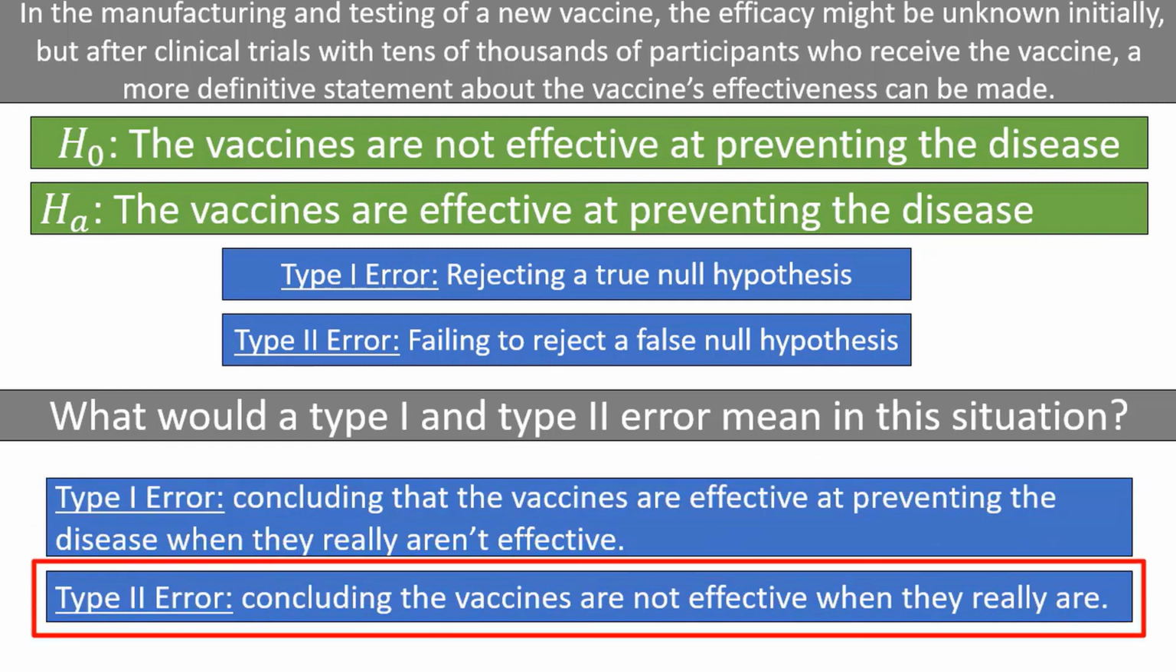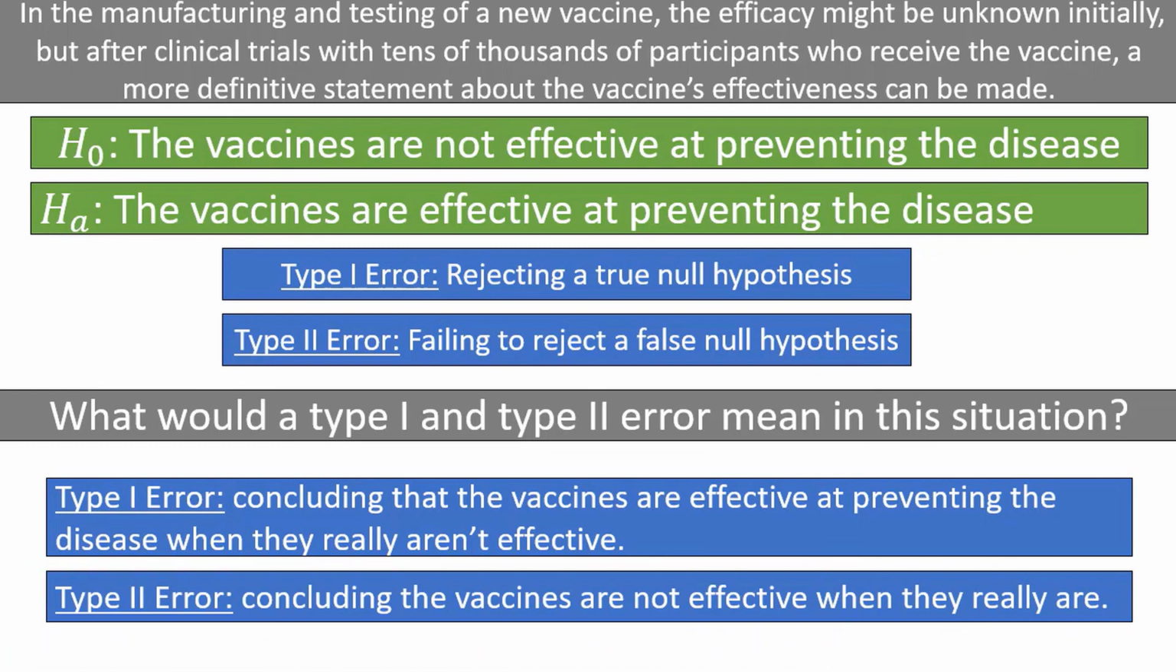If a vaccine works and we can't detect its efficacy, we are missing out on a possible major public health breakthrough. Luckily, with very high sample sizes, we are much more likely to make the correct decision, and clinical trials like these have tens of thousands of individuals trying a new medication or vaccine before any conclusive statements are made.